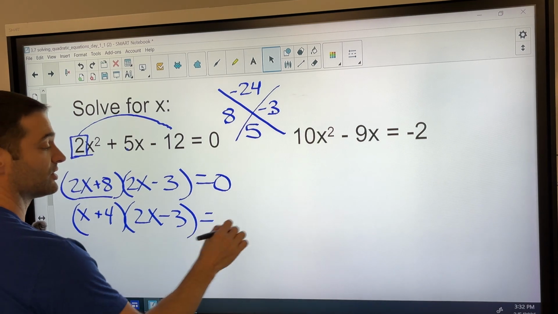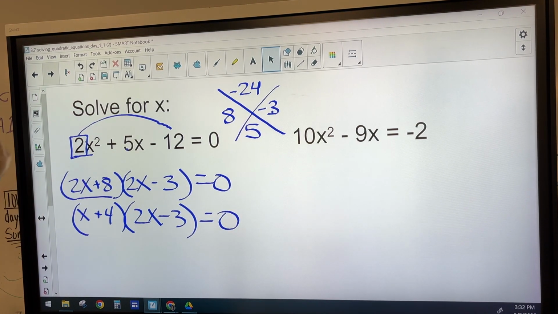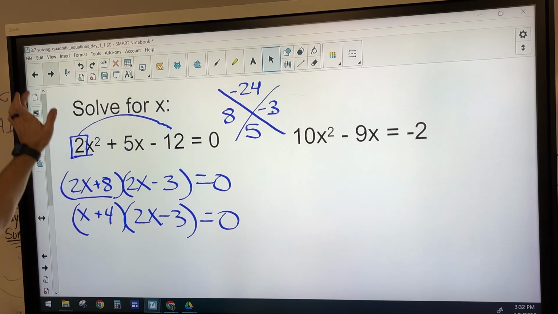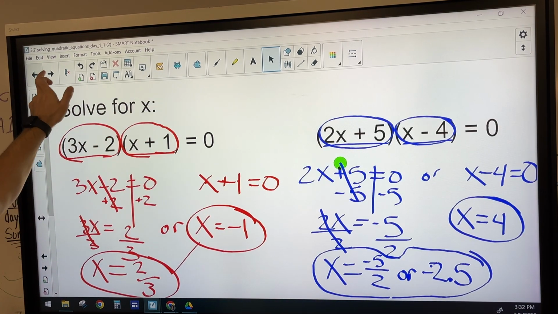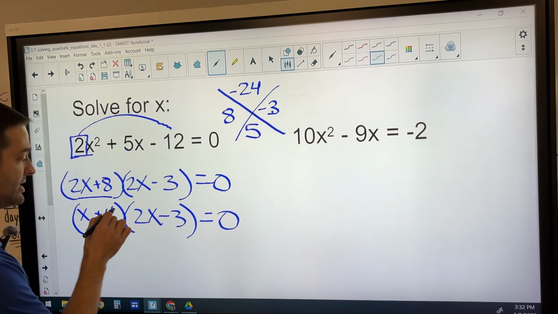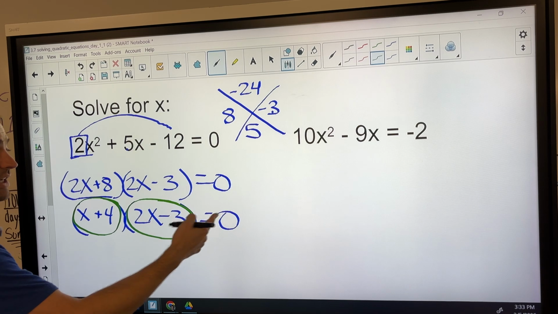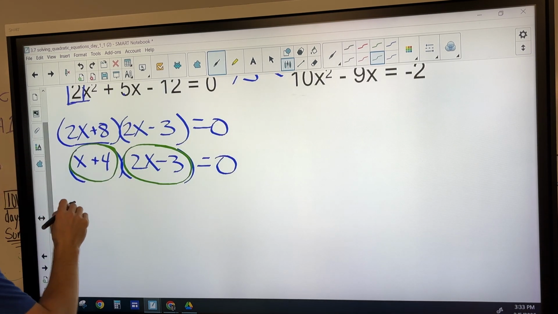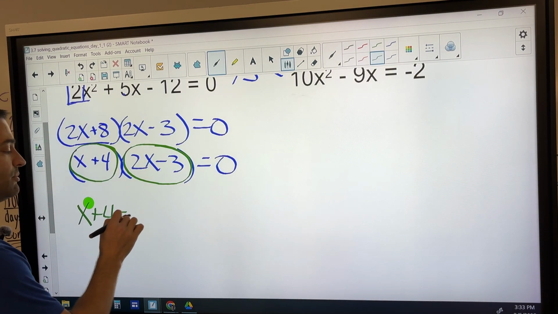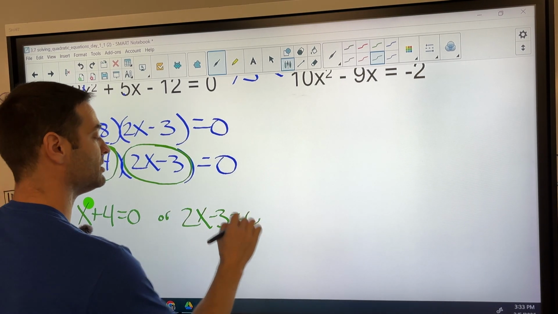So we factored. Now we have to actually solve. This is what we just did on the last page. We have it looking like those now. So all we have to do is apply the zero product property that says if this binomial times that binomial equals 0, then either x plus 4 is going to be 0 or 2x minus 3 is going to be 0.